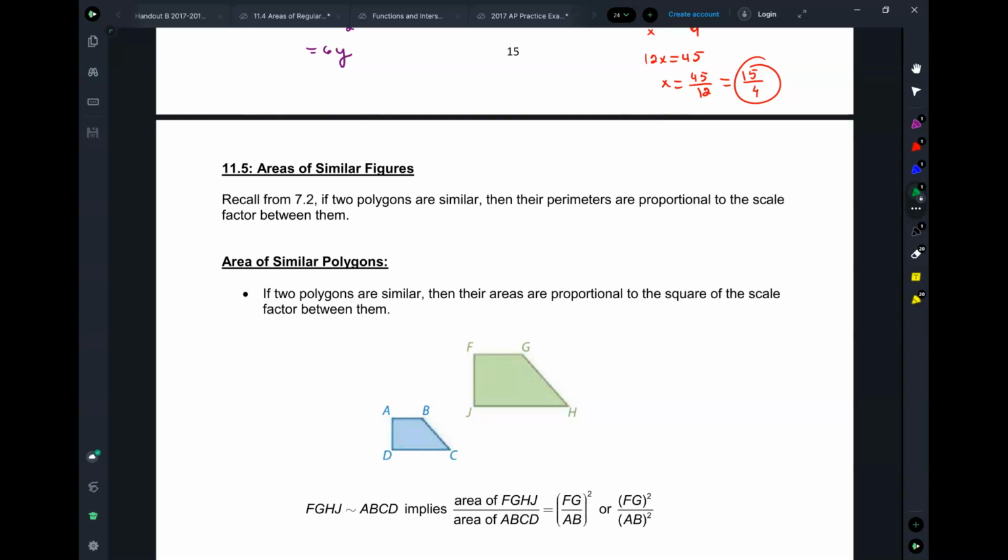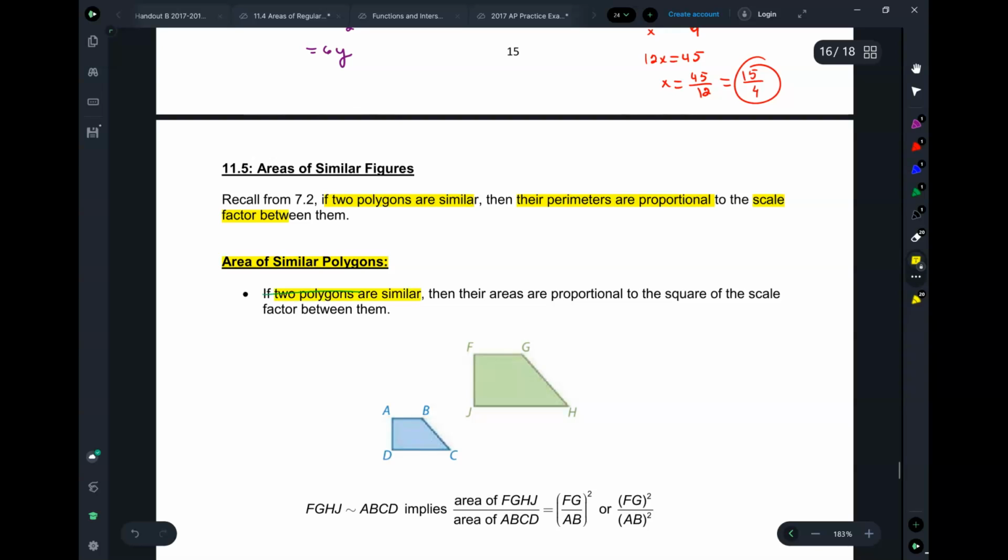All right, so areas of similar polygons. If two polygons are similar, we learned in 7.2 that their perimeters are proportional to the scale factor between them. For example, if there is a scale factor of 3 to 2, the perimeters have a ratio of 3 to 2. Okay, what about areas then?